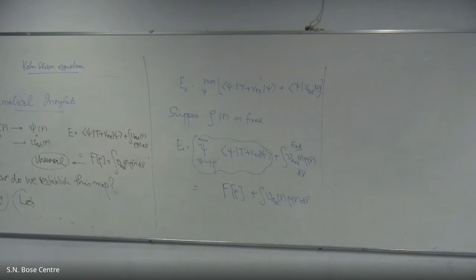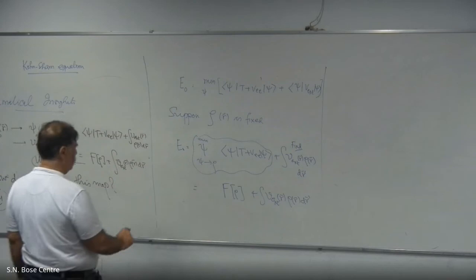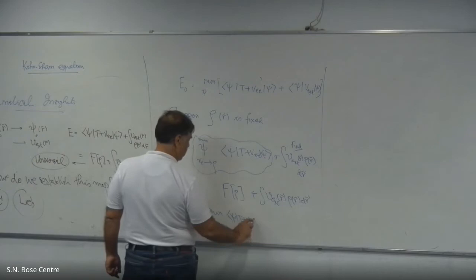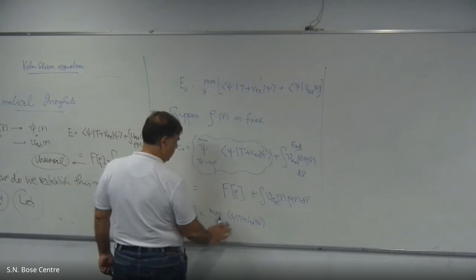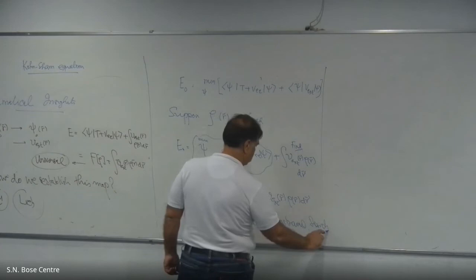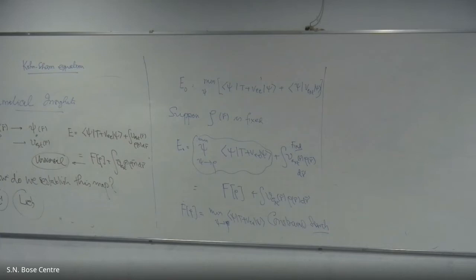F rho is the minimum of psi, T plus V_ee, over only those psi that give you rho. It is known as constrained search. I'm doing a search over those wave functions that give me a particular density. Clear? So here we are finding the map.